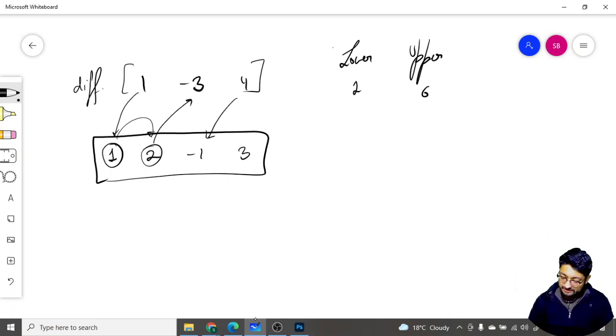Why? Because of the lower and upper that are given to you, all the numbers in this whole array should be between lower and upper, that is 1 and 6. Now there's a number that is -1, which is smaller than lower, so that is not possible. I hope you get the point. So how can you find it out?